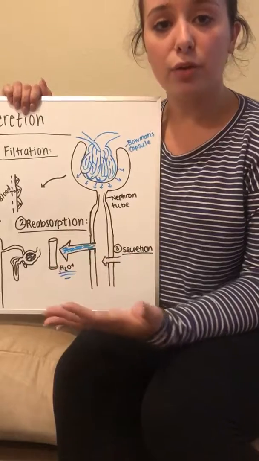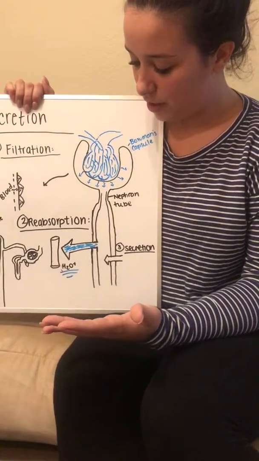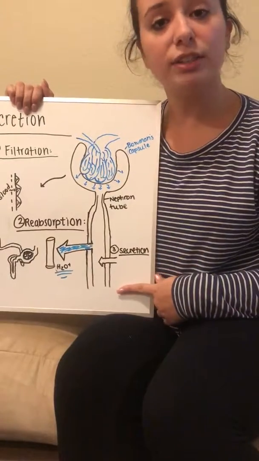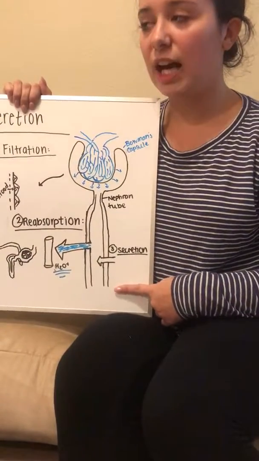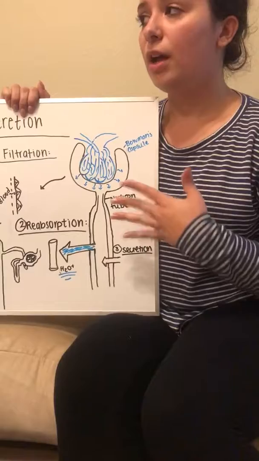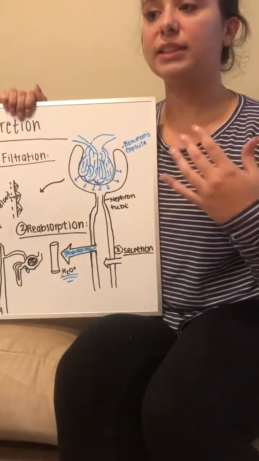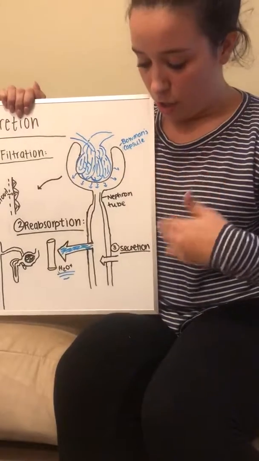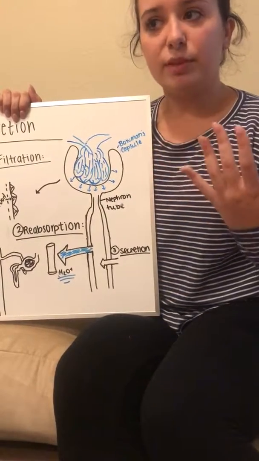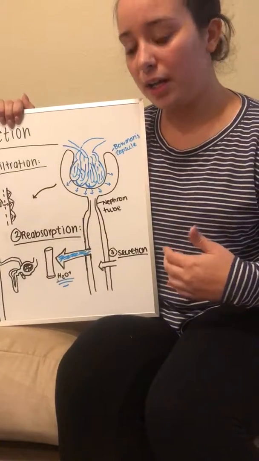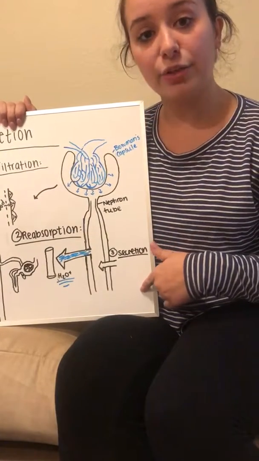Things that we don't need come back through secretion, which is our third step. Things such as potassium, organic acids and bases. Those are substances we don't necessarily want a lot of in the body, so we secrete them back in through the nephron.